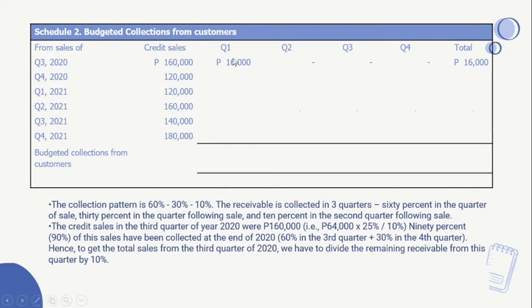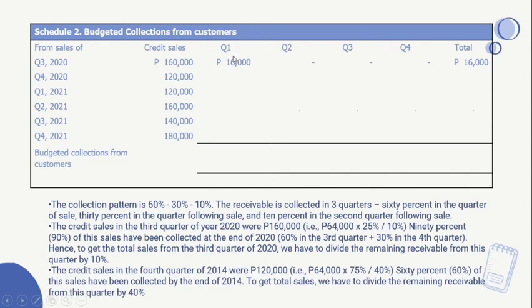So, sa quarter 1 of 2021 siya makolek. Kanya kaning 120,000 is 64,000 times 75. 75 na po kay ang 25 is from quarter 3 man. So ang remaining na 75% sa quarter 4.